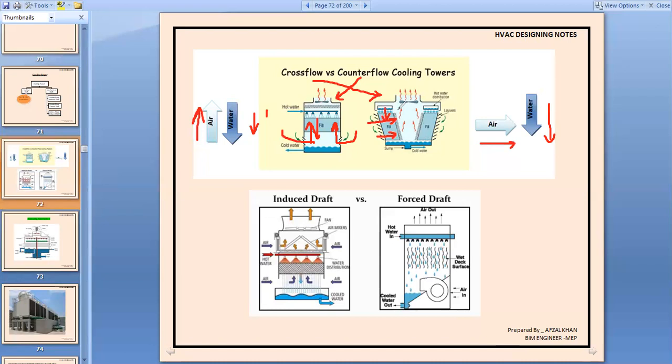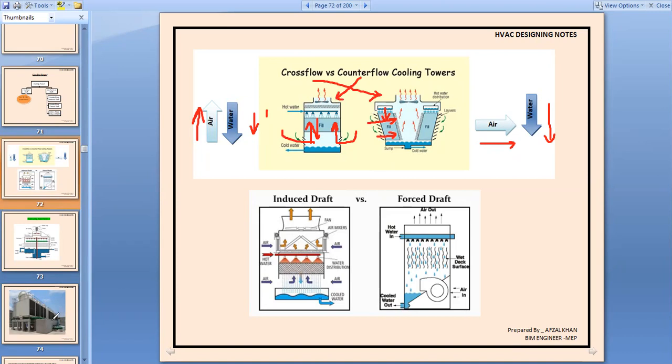If you ask me which one is efficient, cross flow or counter flow, cross flow is more efficient than counter flow. And for higher capacities we use cross flow, and for lower capacities we go with counter flow. Okay, so this is the difference between cross flow and counter flow. Now the next term is the induced and the forced draft.